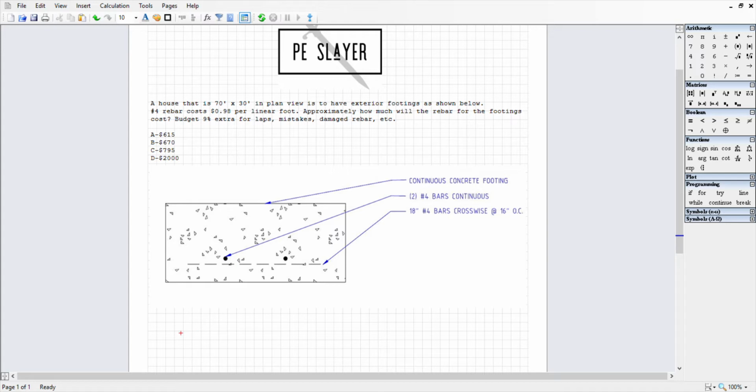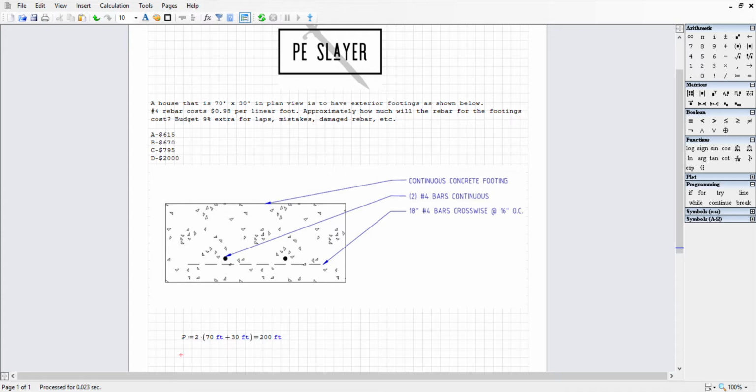So first, we'll find the perimeter. So we'll just say the perimeter equals 2 times, and then that 70 feet plus 30 feet. We'll change that to feet. That's going to be probably 200 feet.